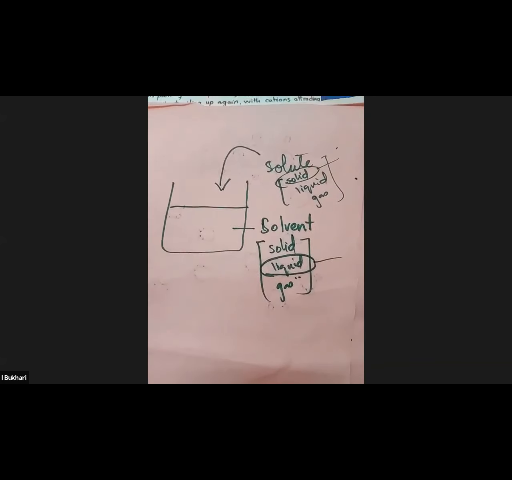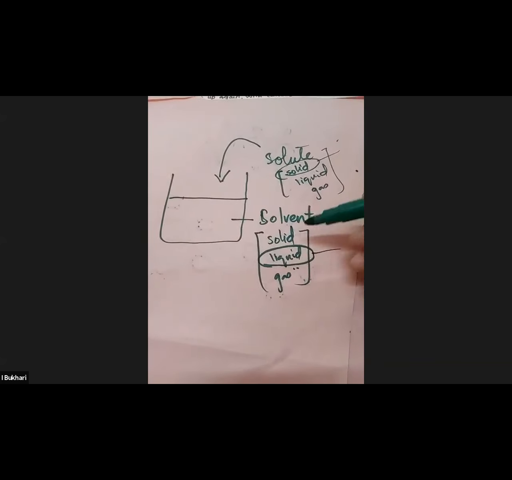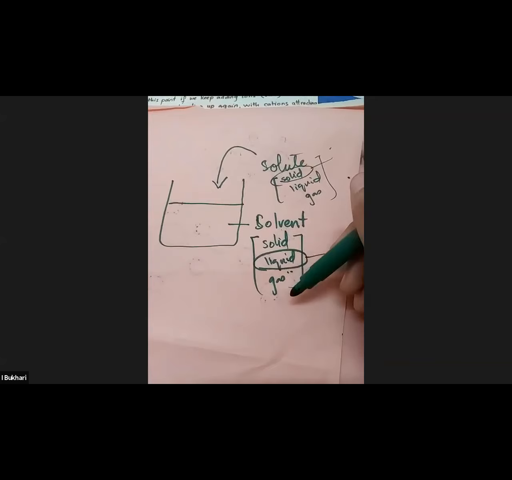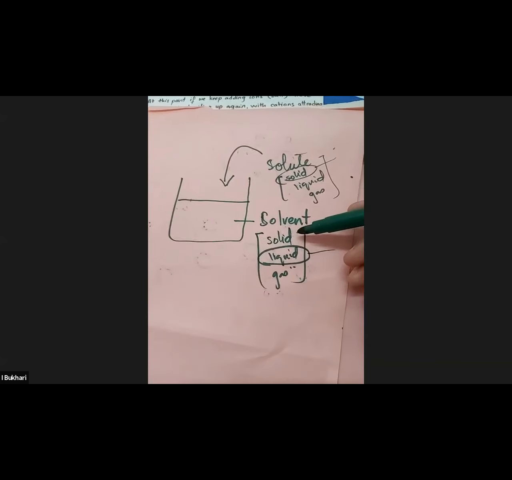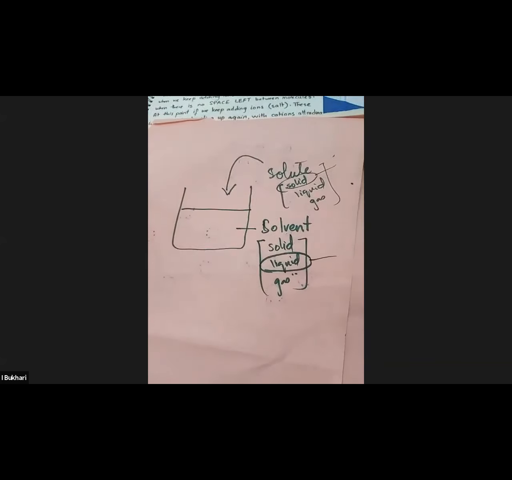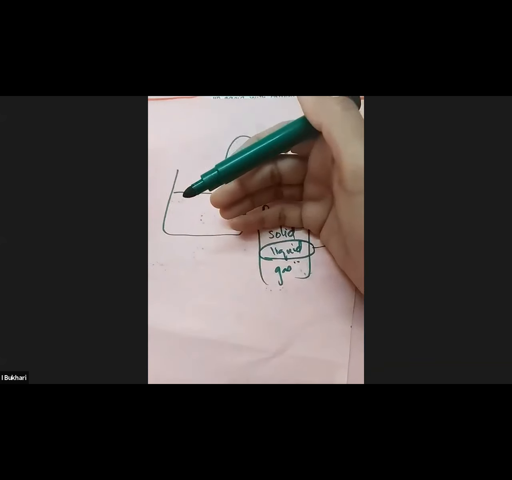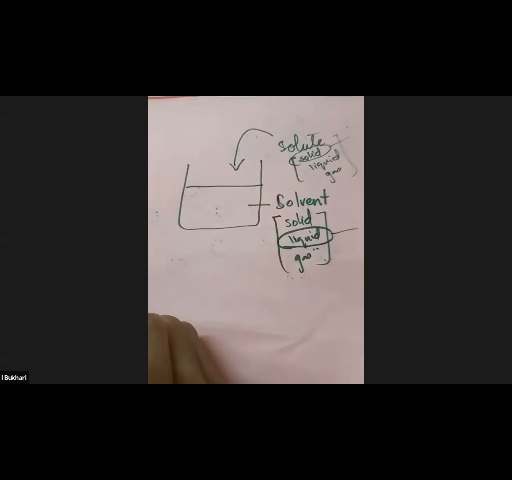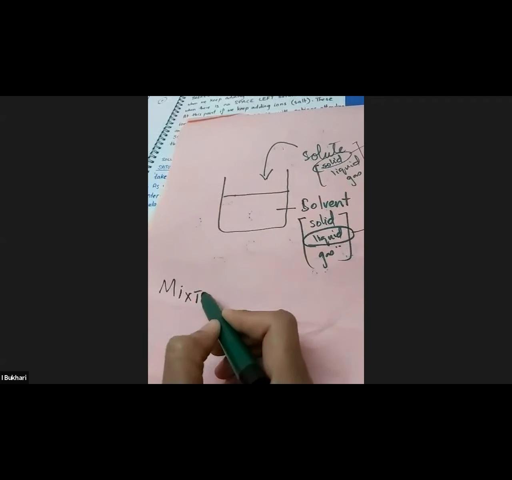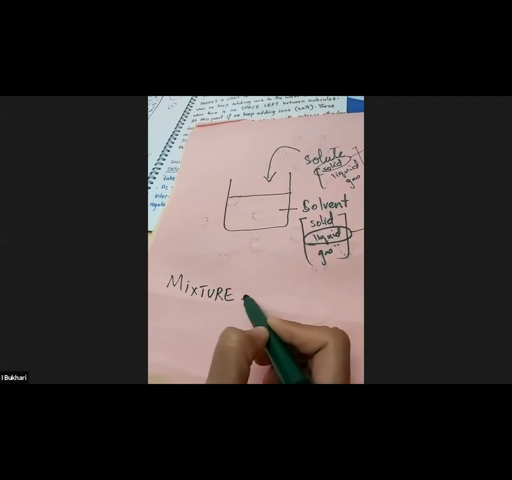But when you are asked to define solvent and solute, you should not use the word solid, liquid, or gas, because it can be any. Solvent is a part of a mixture into which something is added. A mixture is when any two substances are mixed.